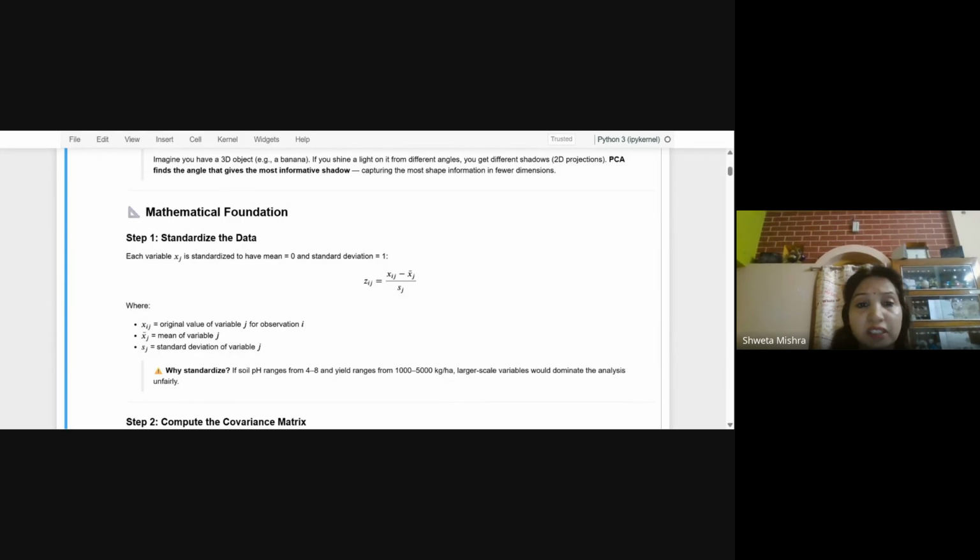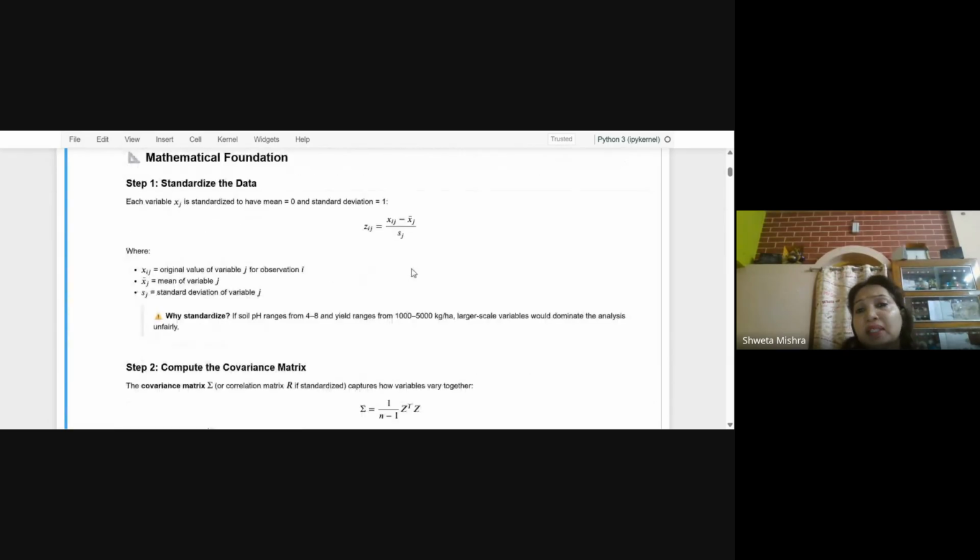Now, what is the meaning of standardization? To standardize the data, we have to make sure that the mean of the data is 0 and the standard deviation is 1. The mathematical formula is that for any specific variable, we take the original value minus its mean value, divided by the standard deviation. So we will use this formula to standardize our data set.